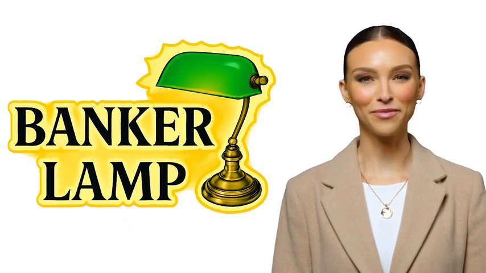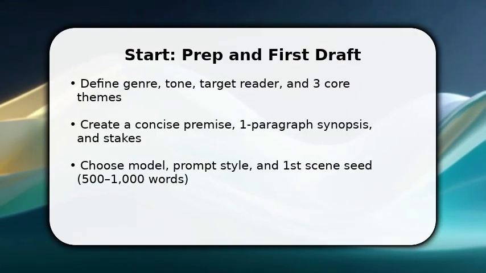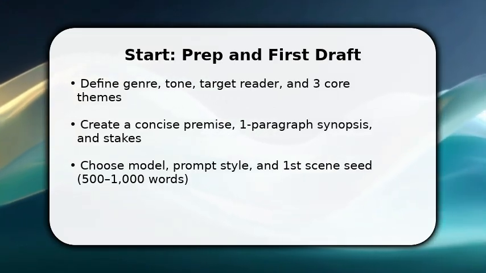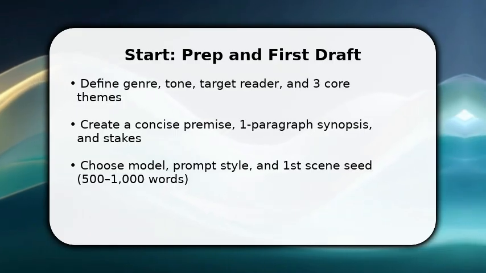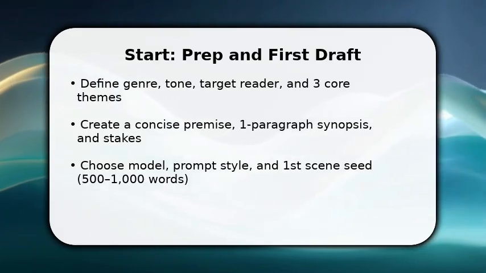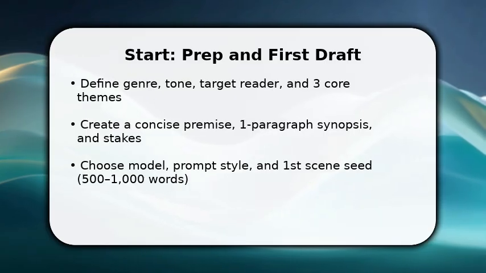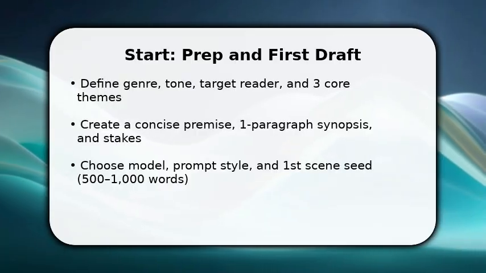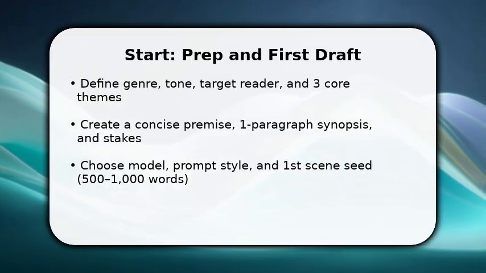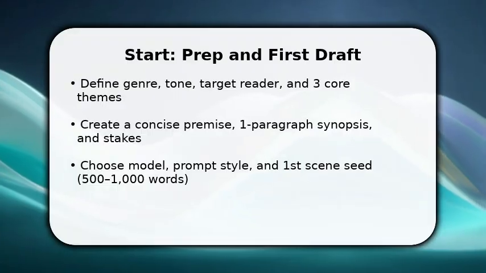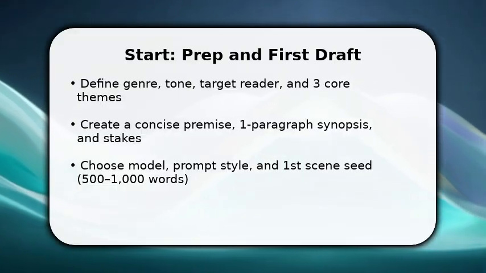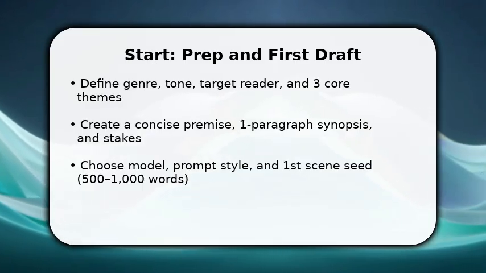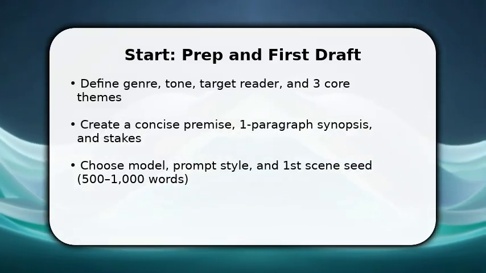Please enjoy the video. You begin by locking down the essentials: genre, tone, reader, and 3 core themes so the AI has constraints to work within. Next, you write a 1-paragraph premise and a short synopsis to guide plot choices. Once done, select the model and prompt style, then seed the project with a first scene prompt or 500 to 1,000 word starter. This immediate output becomes your raw draft to refine. Make sure to save versions and note the prompt that produced the best.